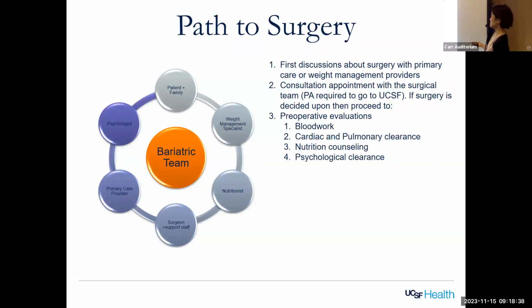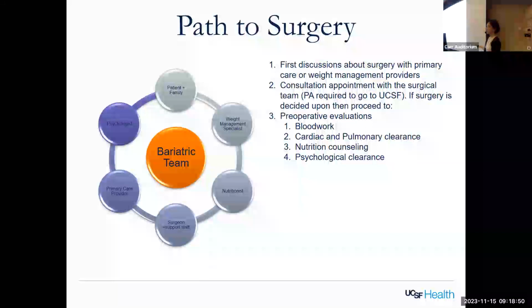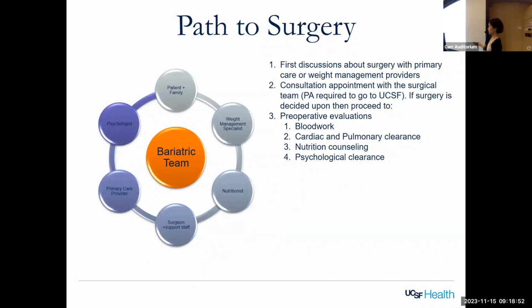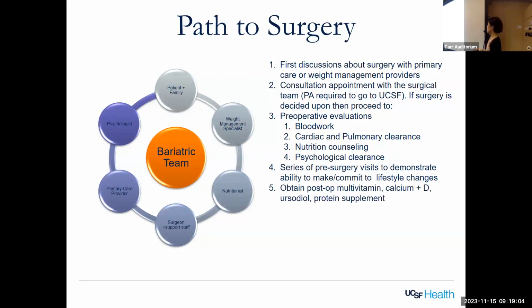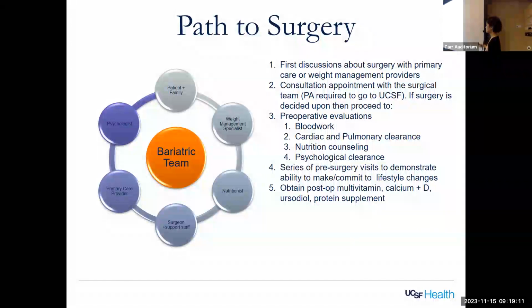When they see the surgeon, there's a preoperative evaluation that's required, including blood work, cardiac and pulmonary clearance if necessary, nutrition counseling, and a psychological evaluation to make sure people are ready for this sort of permanent change. There is often a series of pre-surgery visits that are required by the insurance to demonstrate ability to commit to lifestyle factors.